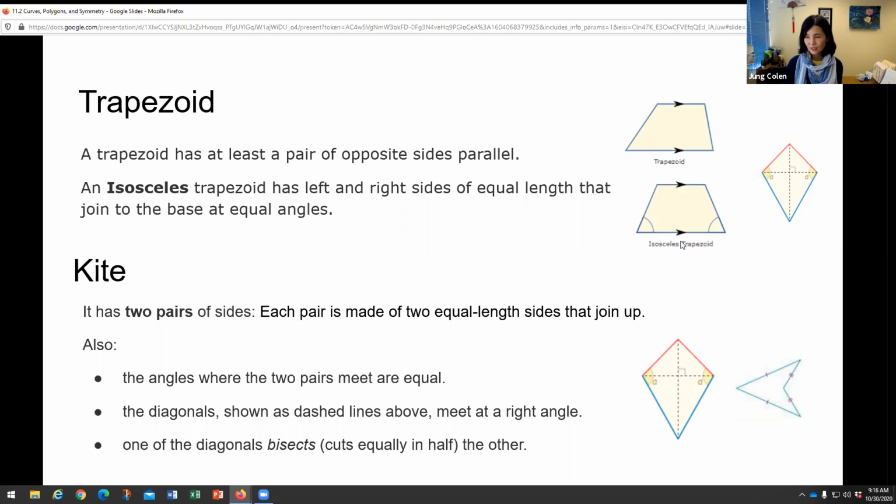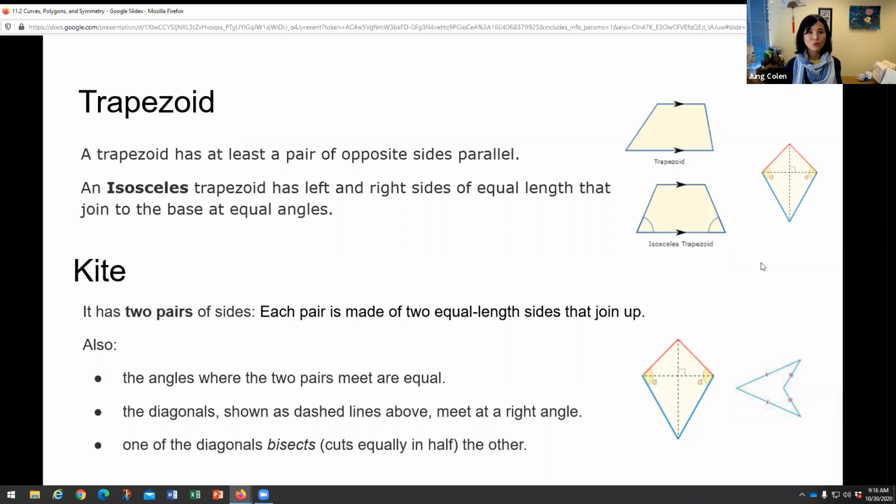Okay. Trapezoid has a special one called isosceles trapezoid. What is isosceles trapezoid? When you have non-parallel sides that are congruent. So the lengths of these two sides are congruent and their angles here are congruent. Of course, these two angles are also congruent. Then this becomes isosceles trapezoid. Similar to isosceles triangle.